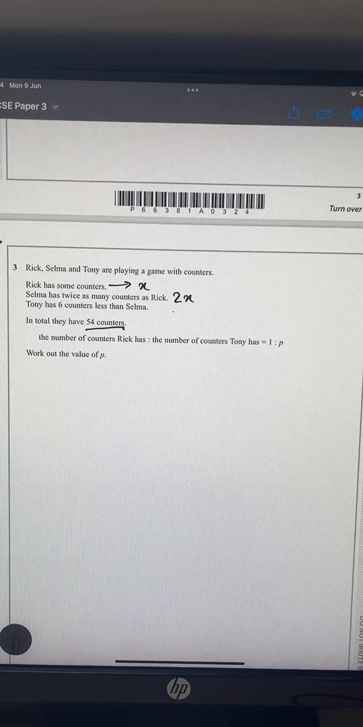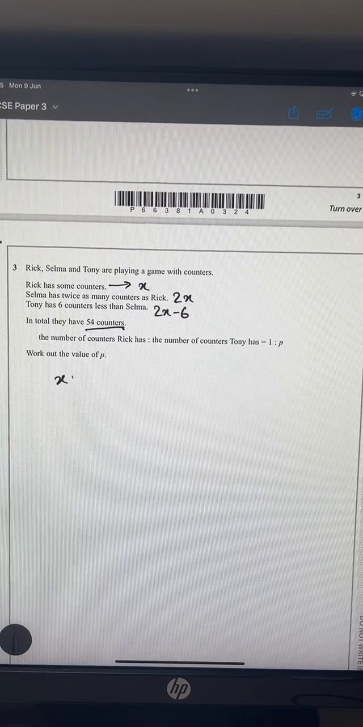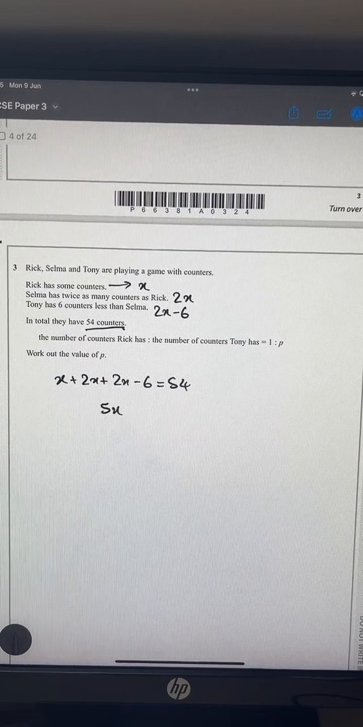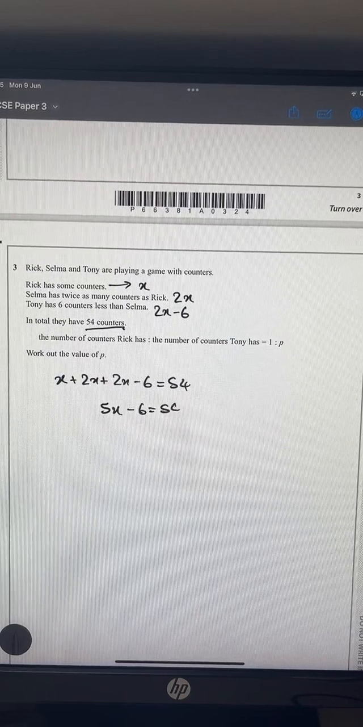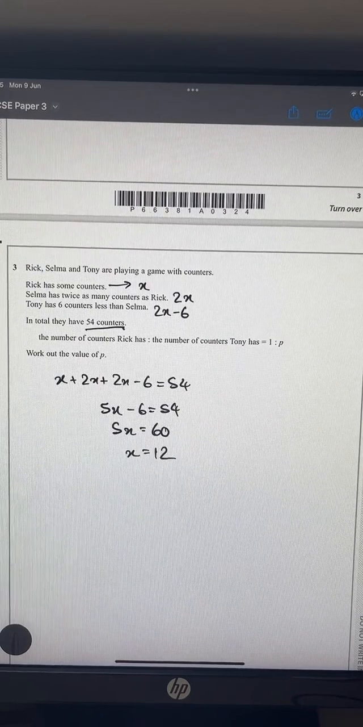Tony has 6 less than Selma. So if Selma has 2x, Tony has 6 less than that. 2x minus 6. So we know that in total they have 54. So if we do x plus 2x plus 2x minus 6, that is going to be equal to 54. And if I simplify this, this would be 5x minus 6 equals 54. So 5x equals 60. So I know that x is going to be equal to 12. So I know that Rick has 12 counters.